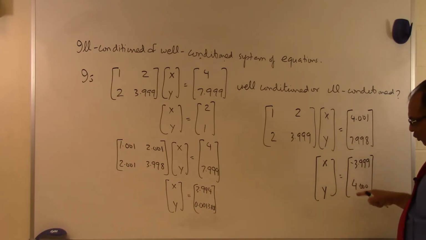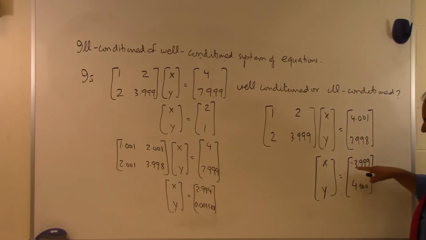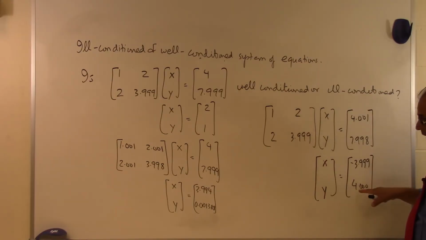But when I solve these two equations in two unknowns by using a calculator, MATLAB, whatever, you find out that the solution which I get is different. This was 2, now it's minus 3.999. This was 1, and now this is becoming 4.